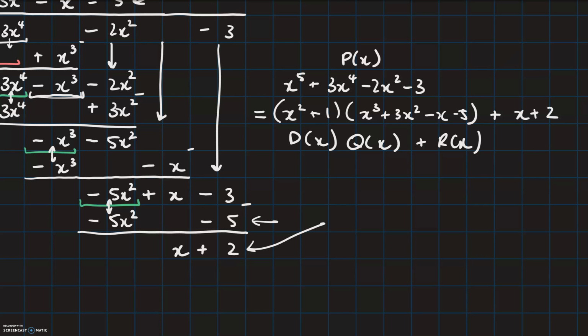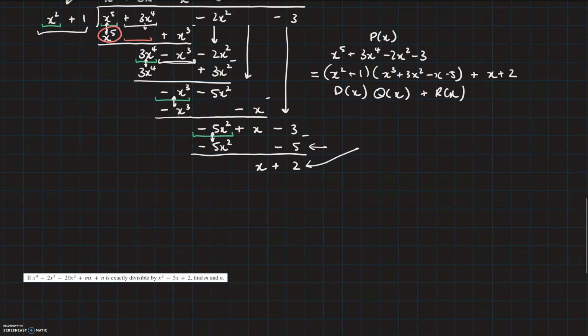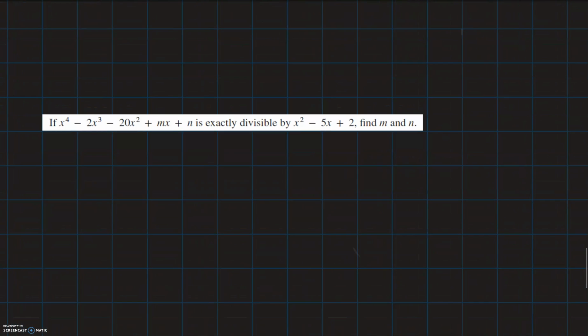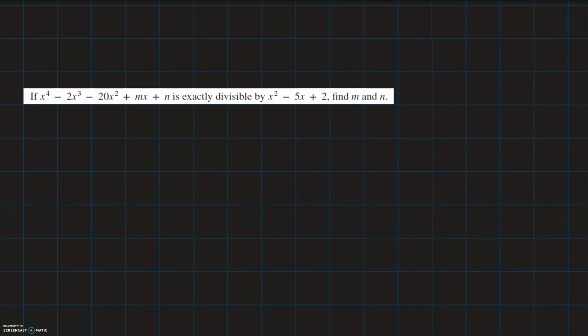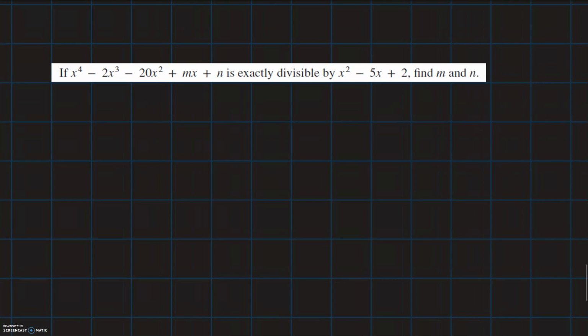Hopefully that makes a little bit more sense. I'm going to go through actually one more, and this is a little bit trickier, one where we use a bit of problem solving to help us find a few answers. So here, we've got a polynomial, x to the power 4 minus 2x cubed minus 20x squared plus mx plus n is exactly divisible by x squared minus 5x plus 2, and we need to find m and n.